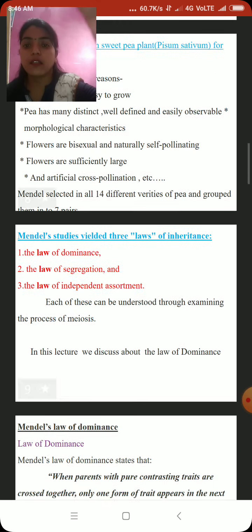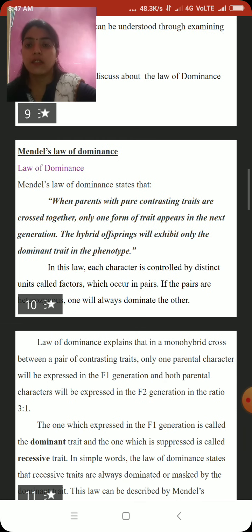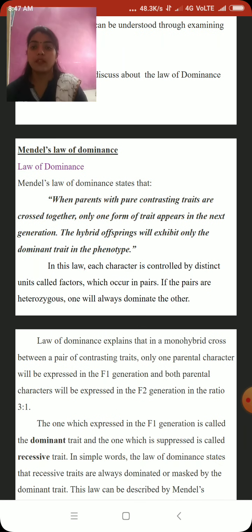Mendel's studies revealed three laws of inheritance: the law of dominance, the law of segregation, and the law of independent assortment. Next is the law of dominance. The law of dominance states that when parents with a pair of contrasting traits are crossed together, only one form of the trait appears in the next generation. So hybrid offspring will exhibit only the dominant trait in the phenotype.